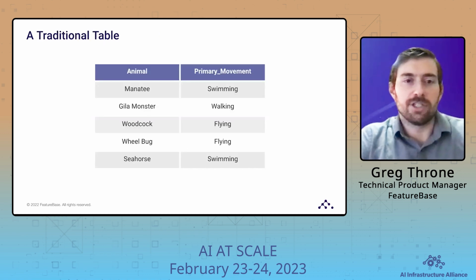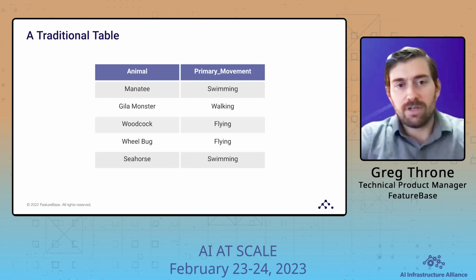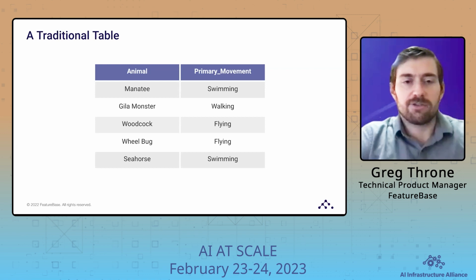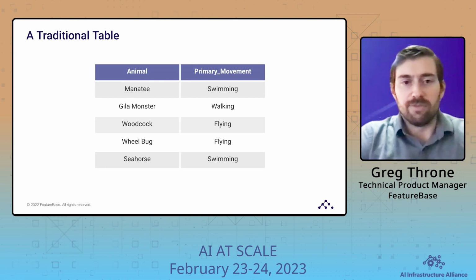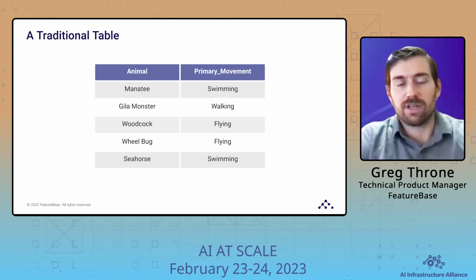So here we have a traditional table, and we have a record for every single animal, and we're tracking their primary movement. Primary movement is the way in which they primarily move. Essentially in this traditional table, we have one record for an animal and one record for what their actual movement is. But we store the value of swimming for manatee, and we also store that value of swimming for seahorse. But I want to show you what that looks like with bitmaps.